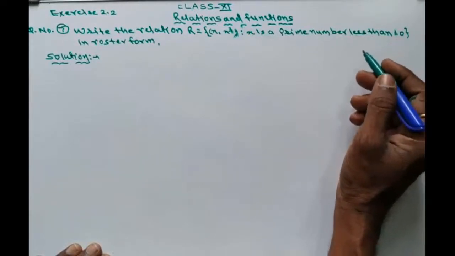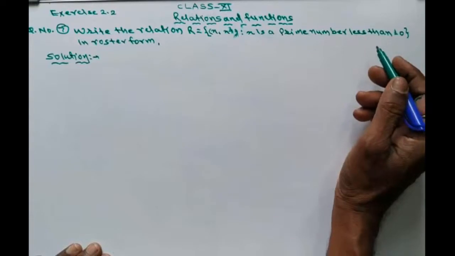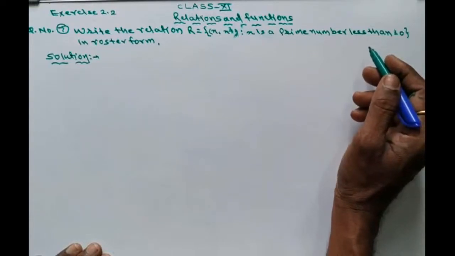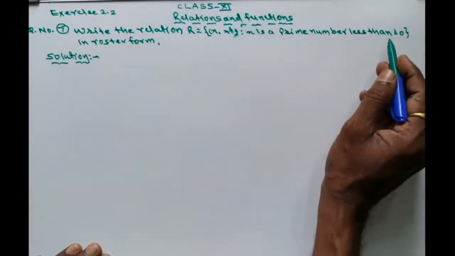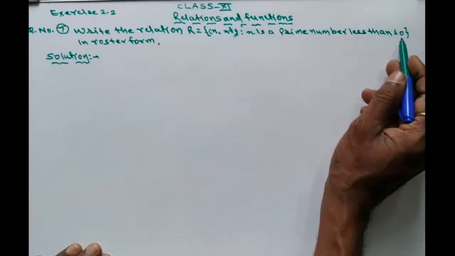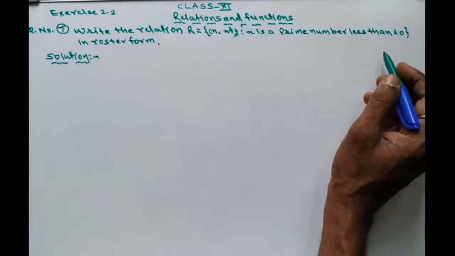5 is a prime number because 1 into 5. 7 is a prime number. 8, 9, these are not prime numbers. 10 is not a prime number. So which are the prime numbers here? 2, 3, 5 and 7, which are less than 10.